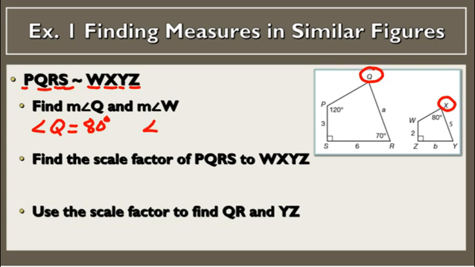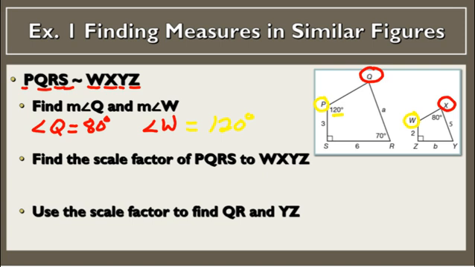And then the measure of angle W, we go over and find where W is at. W is over here. That's in the same location as P. If P is 120, then W has to be 120 degrees. So when you are dealing with similar shapes, you're looking at the angles and the sides. The sides are proportional, but the angles are exact. So now let's find the scale factor of PQRS to WXYZ. When we find the scale factor, we need to find the side length that is given for both shapes. It has to be the same side.